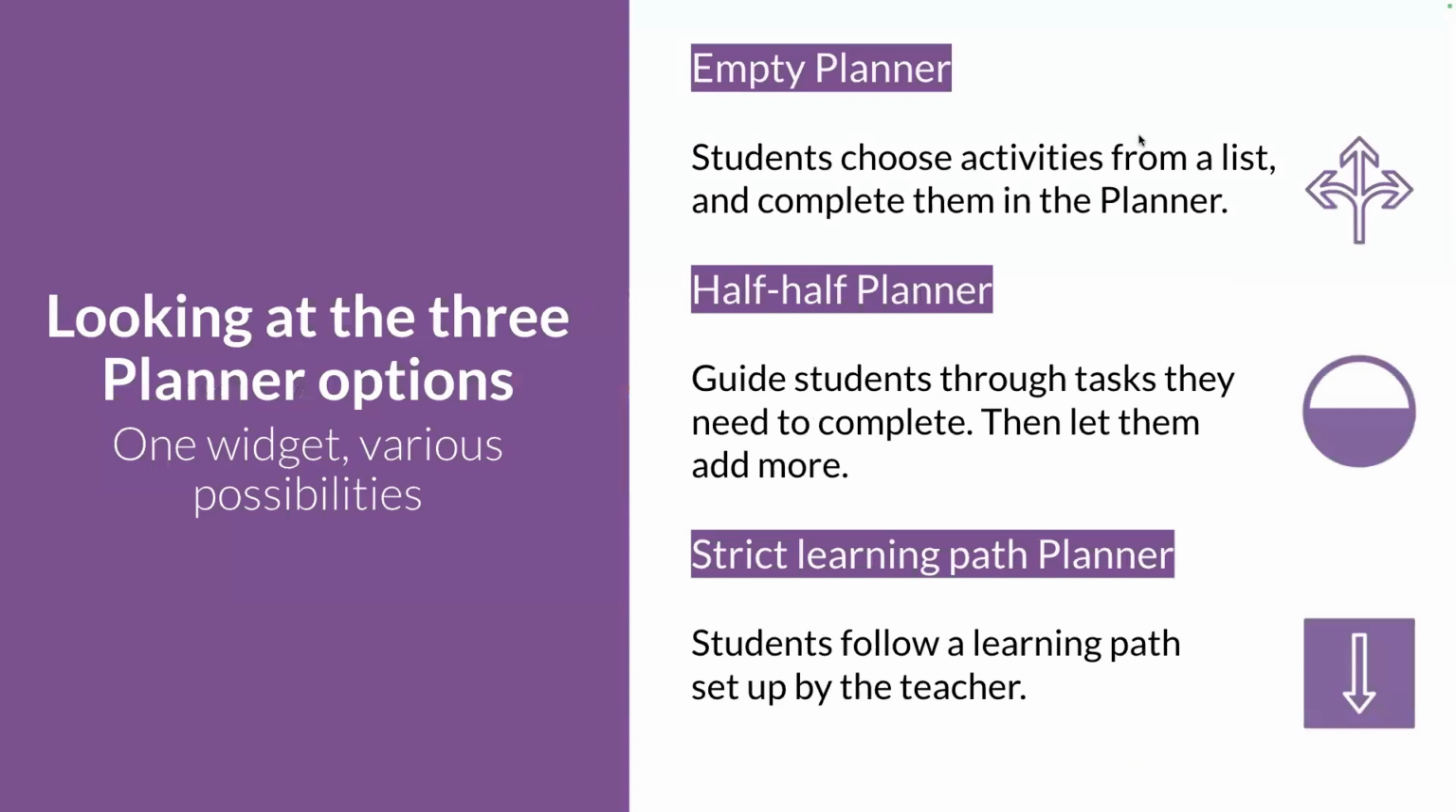So for the planner, we really have 3 different options. You can set up the planner so that it becomes like a choice board where students can choose activities from a list and they complete them in the planner. You can do what we might call a half and half planner, where students can have some choice, but then there's also some tasks that they must complete that are important and that everyone must do. And then we also have a strict learning path planner, where students must follow the learning path dictated by the teacher, and there's no opportunity for choice.